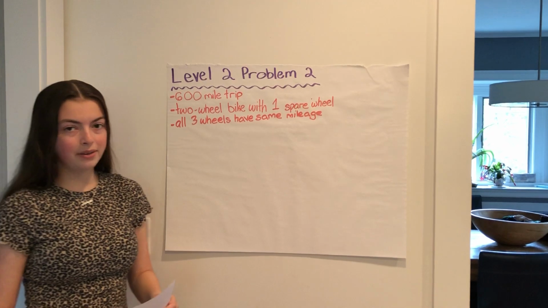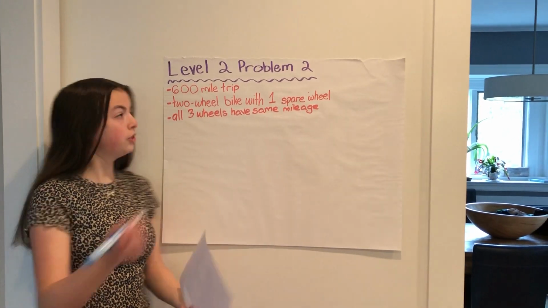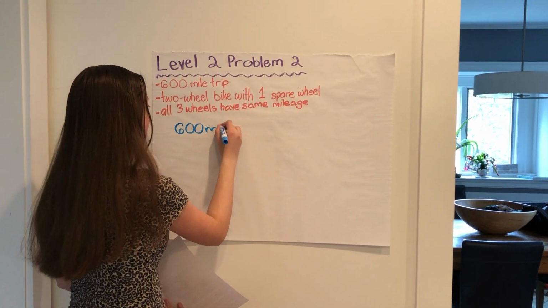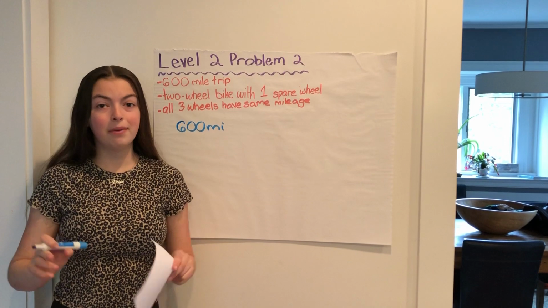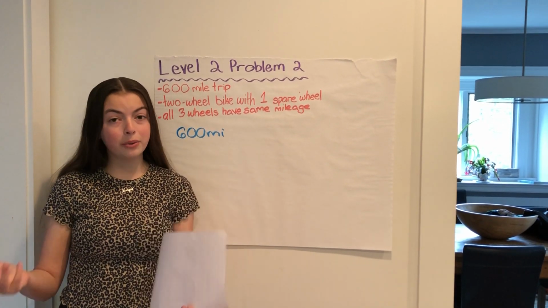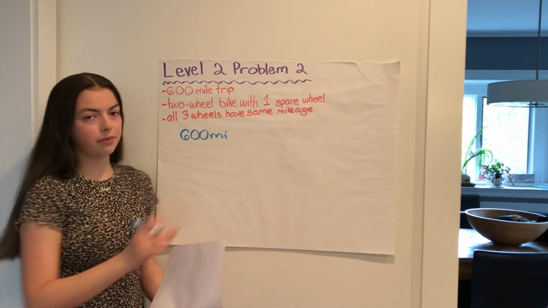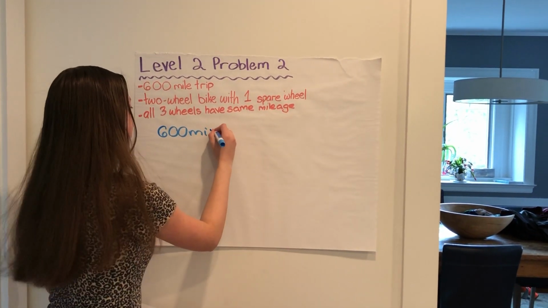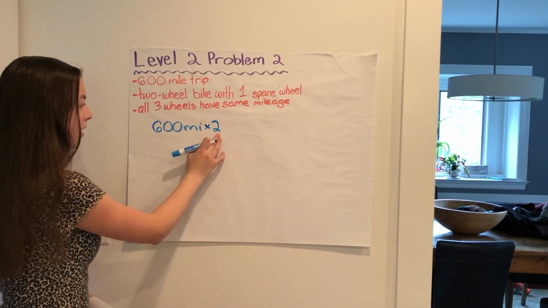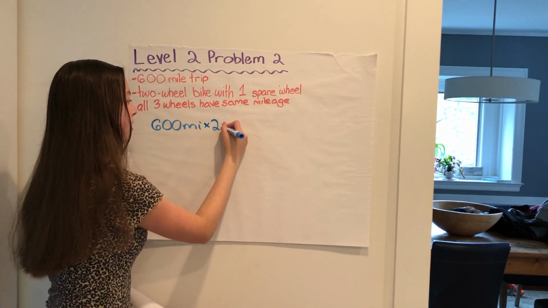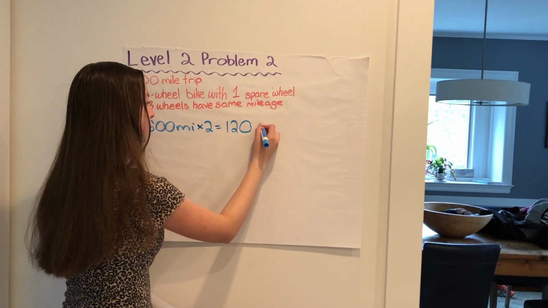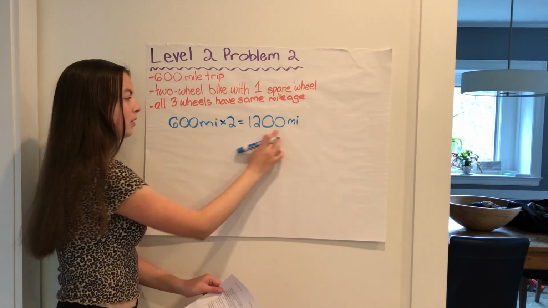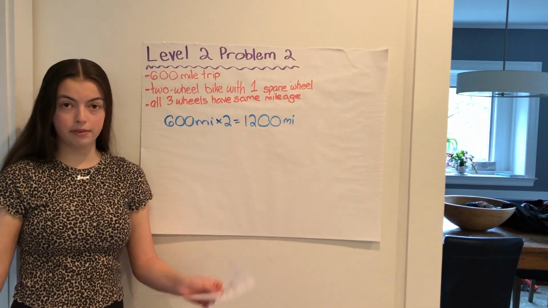The first thing we want to find out is the total distance traveled by the wheels on the trip. So the bicycle itself will travel 600 miles, but because there are 2 wheels going at the same time for those full 600 miles, the total distance traveled by wheels would be 600 times 2, because both wheels are moving together. So the total distance traveled by wheels is 600 miles times 2, which is 1,200 miles. Miles abbreviated MI.